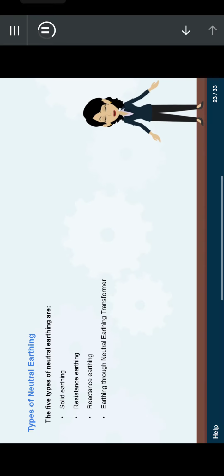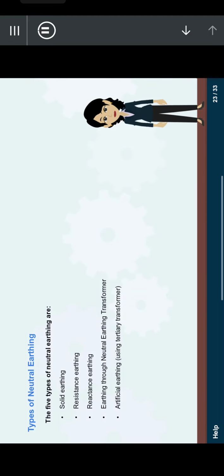Well, that was a lot of information and there is a lot more to cover. So moving on, let us now discuss the different types of neutral earthing. There are 5 types of neutral earthing, namely solid earthing, resistance earthing, reactance earthing, earthing through neutral earthing transformer, and artificial earthing using tertiary transformer. Let us look at each of them in detail. Let us begin with solid earthing.